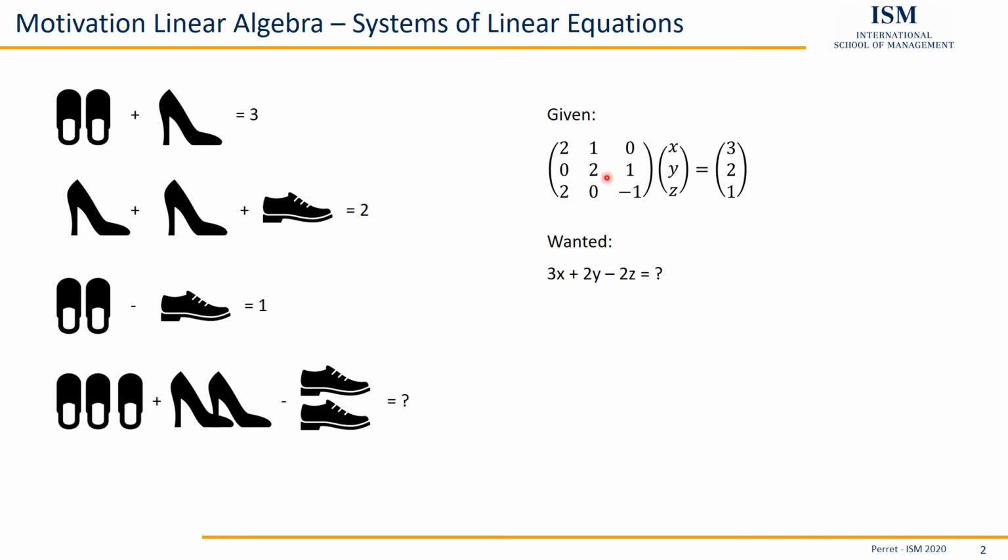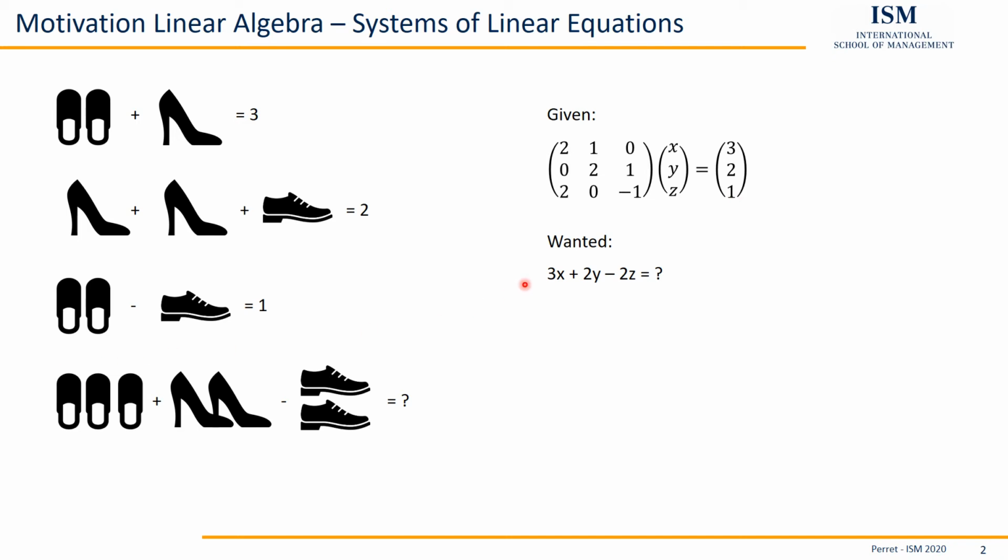Because if we consider x to be the amount of slippers, y being the number of lady shoes, z being the number of men's shoes, then here we have basically 2 slippers, 1 women's shoe. This should be equal to 3. Here we have 2 women's shoes plus 1 man's shoe, giving us 2. And finally we have 2 slippers minus 1 man's shoe, so minus 1 here. This should give 1.